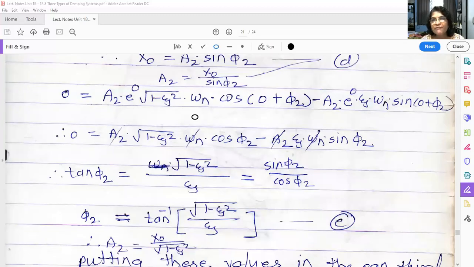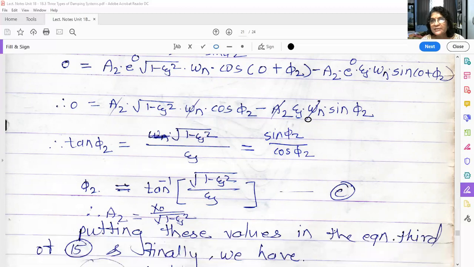So after simplifying, what will we get? 0 is equal to a2 as it is, square root of 1 minus zeta square into omega n as it is, and this is cos phi 2, minus a2 as it is, zeta omega n as it is, and sine phi 2. Okay, so what is common? Omega n is getting cancelled and a2 is also getting cancelled because on the left hand side there is a 0. Okay, so take this term on this side, that is zeta sine phi 2 is equal to square root of 1 minus zeta square cos phi 2.